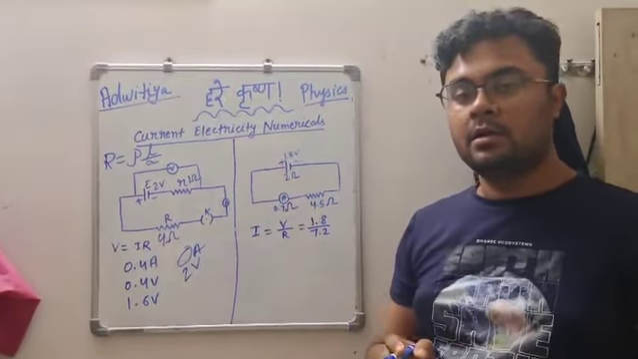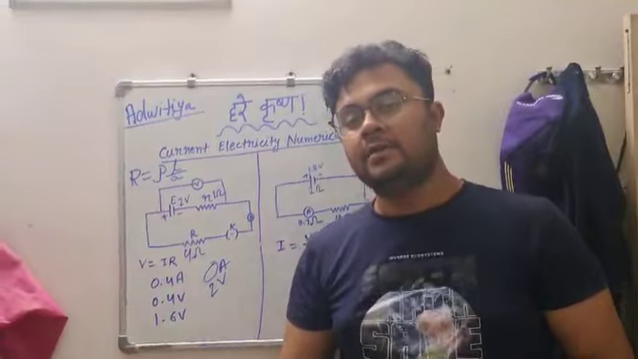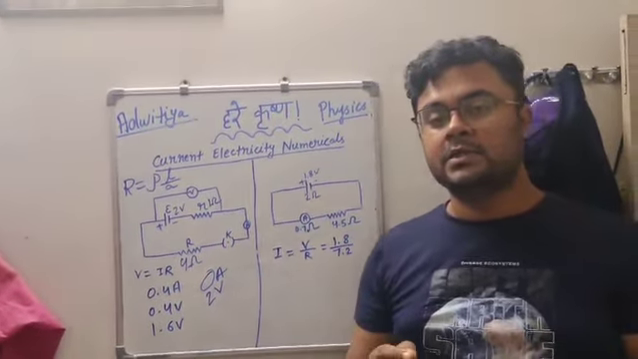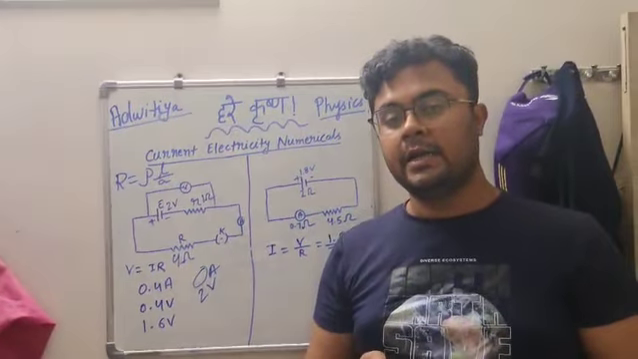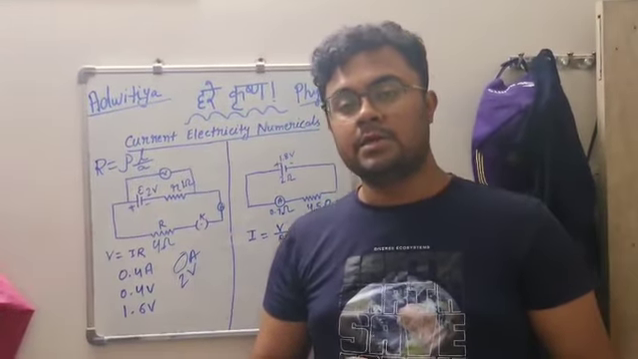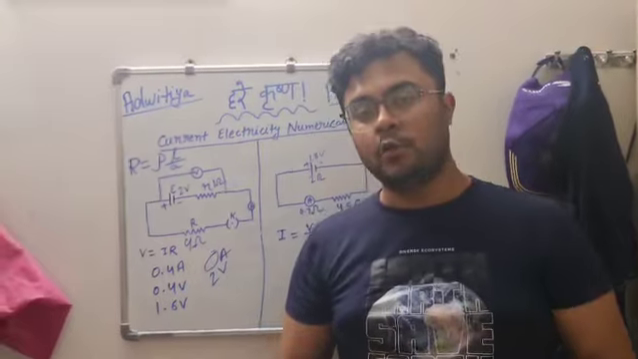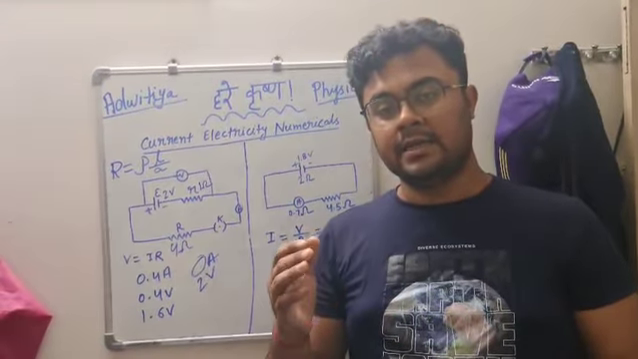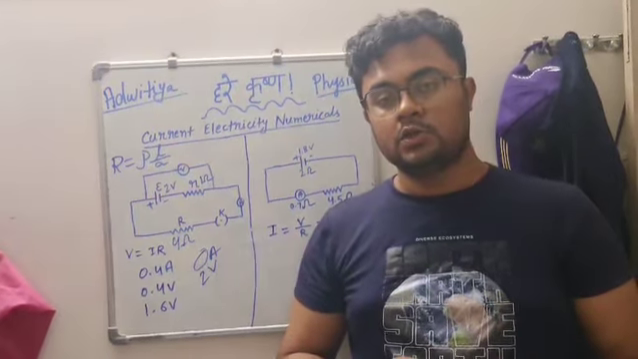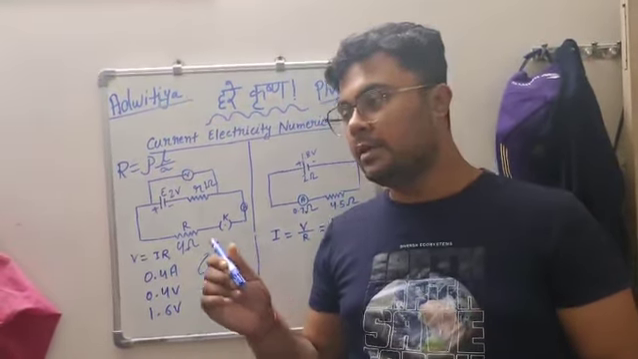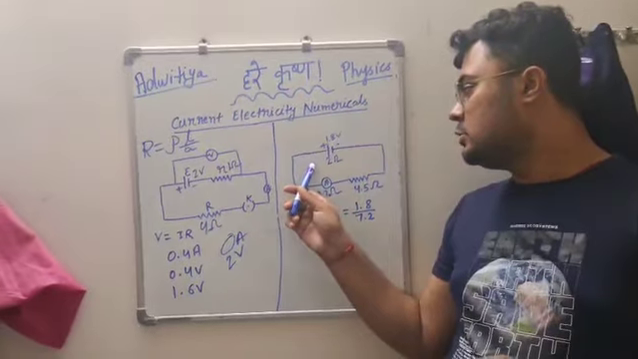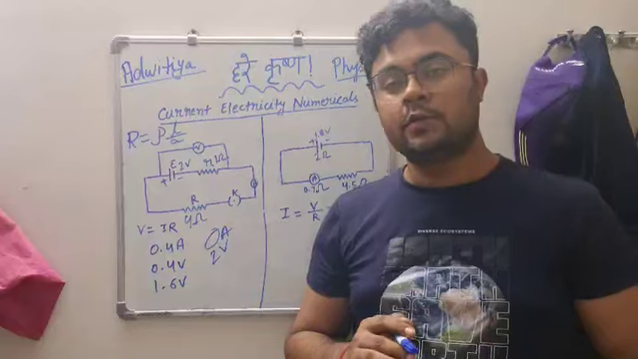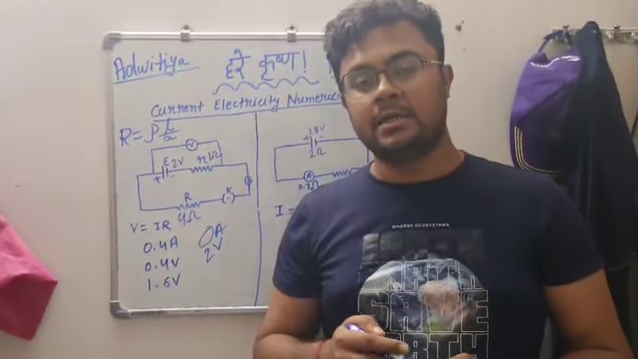Apart from these two numericals, there are other numericals based on energy and power. The commercial unit of energy is expressed in kilowatt hour, but how that unit is expressed, we will discuss in the next class. So far, we have discussed these two numericals, out of which the last part is doubtful, so we will discuss it again in the next class.